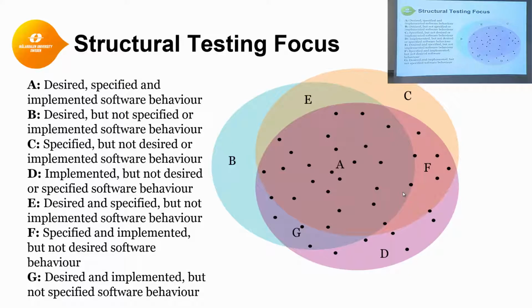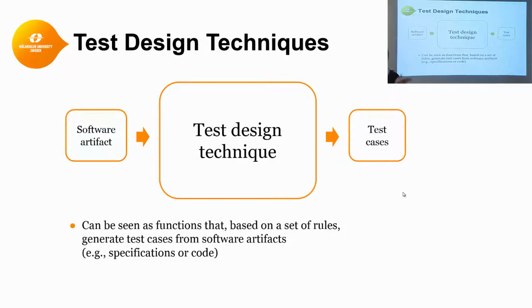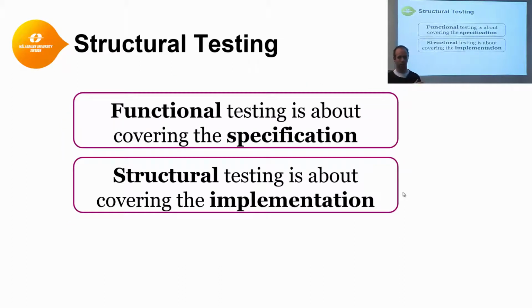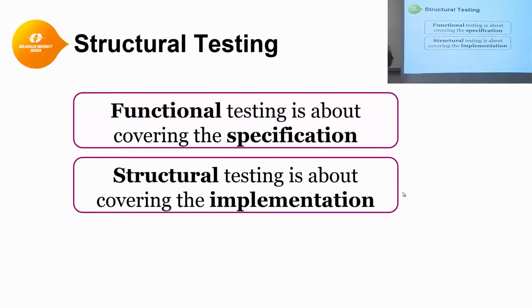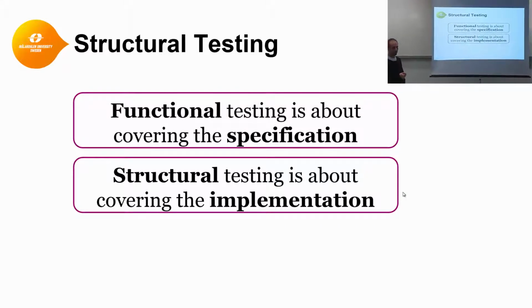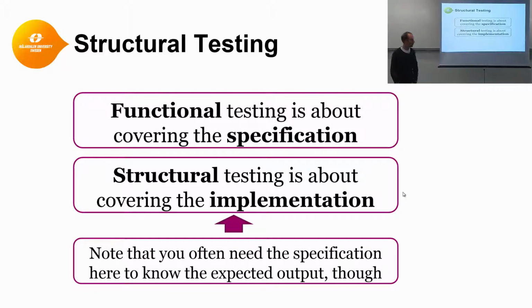With structural testing, we're starting from the implementation, and our resulting test cases will target the actually implemented software behavior. So my point here is that these are complementary. Another way to look at it, saying perhaps the same thing, is this overview picture of test design techniques. Previously we talked about specification-based testing, where the specifications are the software artifact that you use for your test design technique. Now we're looking at the code, or the implementation. So to sum it up, functional testing is about covering the specification in different ways, whereas structural testing is about covering the implementation.